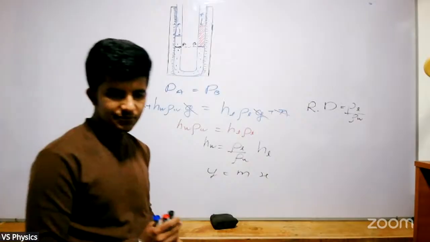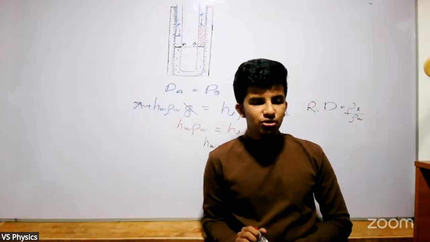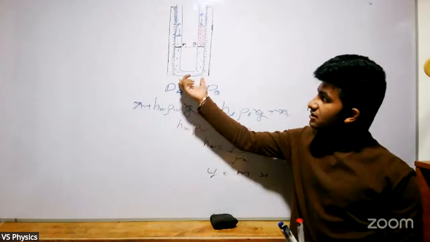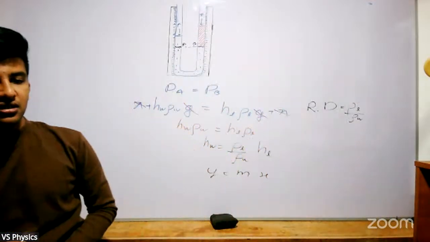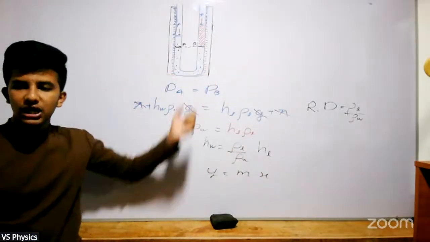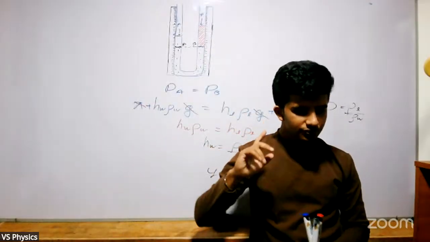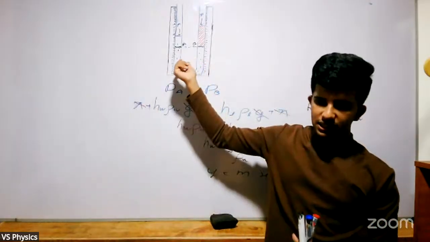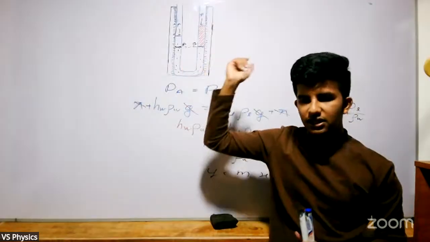Now let's move on to the procedure. First of all, we have to attach the U-tube vertically to a clamp stand. Then we have to connect two half-meter rulers on either side of the tube, or in the center. The reading should be closer to the tube. That is the only rule.